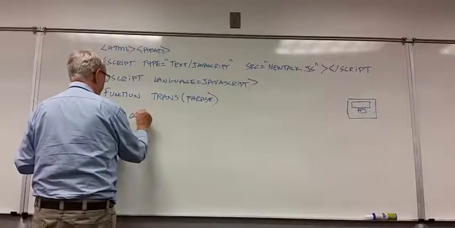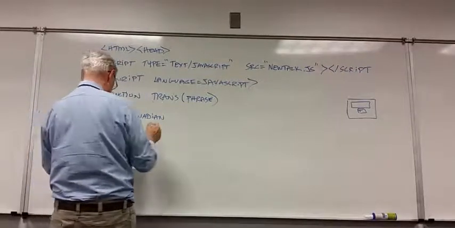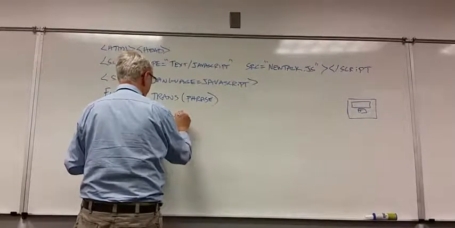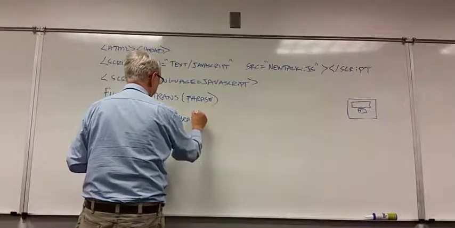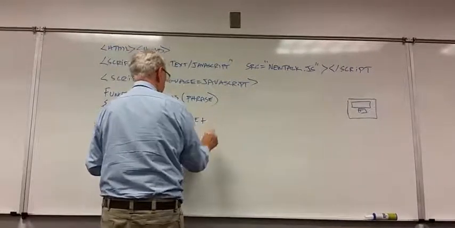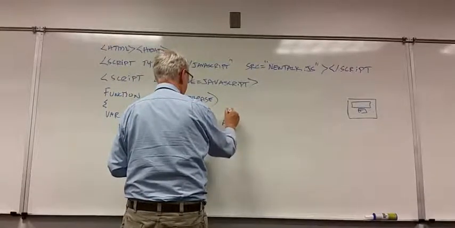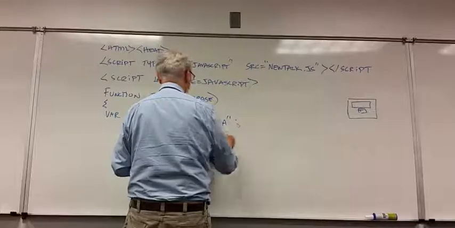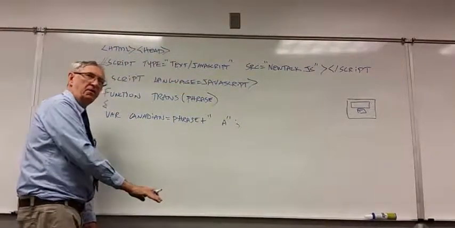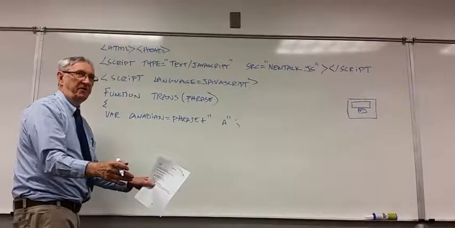I called the Canadian, I just made this up, with a capital C, because Canadian equals phrase, whatever they type in. Now, you've seen this before, earlier in this course, but I'm going to put it again: plus, quote, space, A, like so. That's what that does. Whatever we type in is in the expression called phrase, it's a variable.